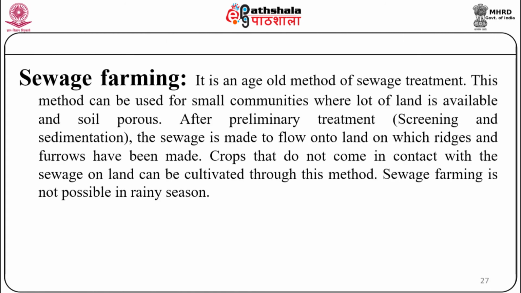The last method, sewage farming, is an age-old method of sewage treatment. This method can be used for small communities where a lot of land is available and the soil is porous. After preliminary treatment, screening and sedimentation, the sewage is made to flow onto land on which ridges and furrows have been made. Crops that don't come in direct contact with the sewage and the land can be cultivated through this method. Sewage farming is not possible in the rainy season.